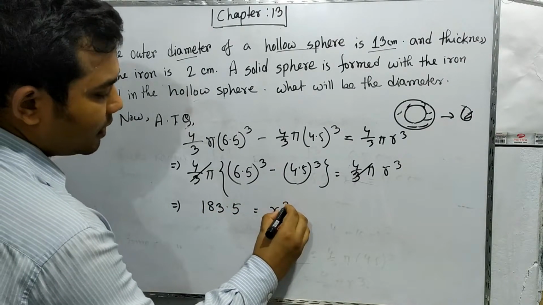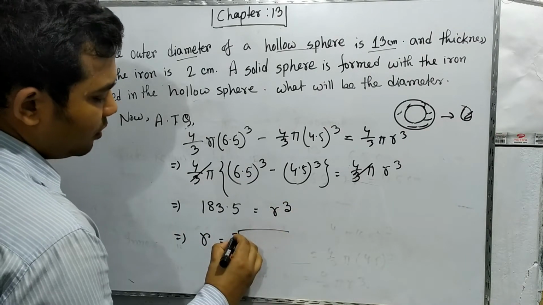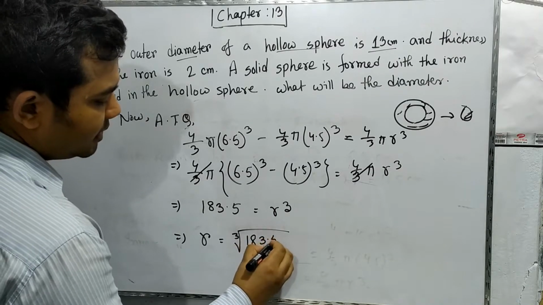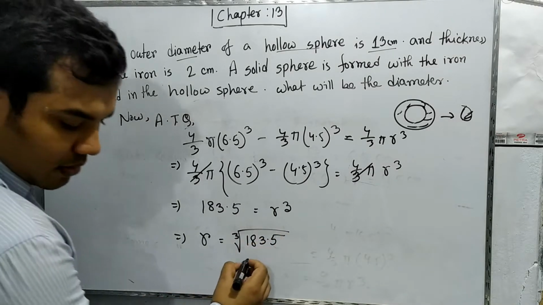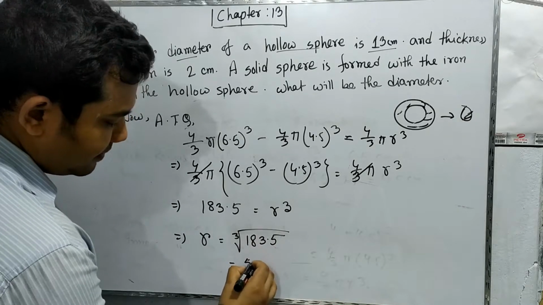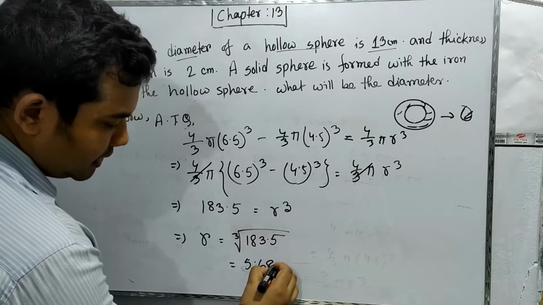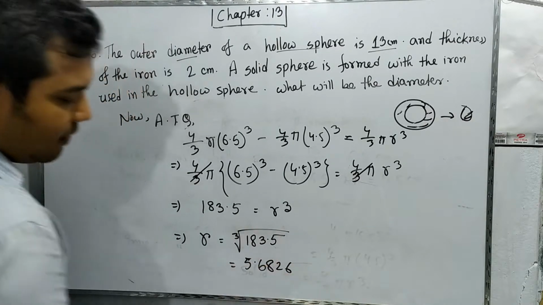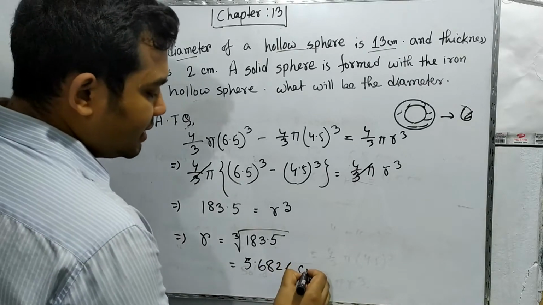equal to r cube, or r equals the cube root of 183.5. Then we get approximately 5.6826. 5.6826. This is in centimeters.